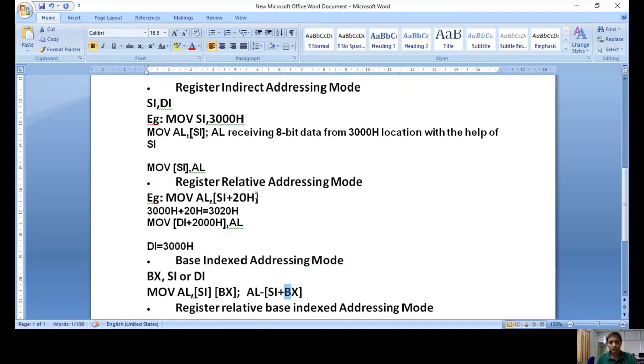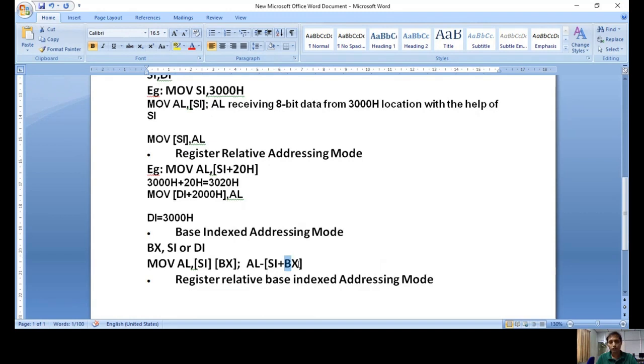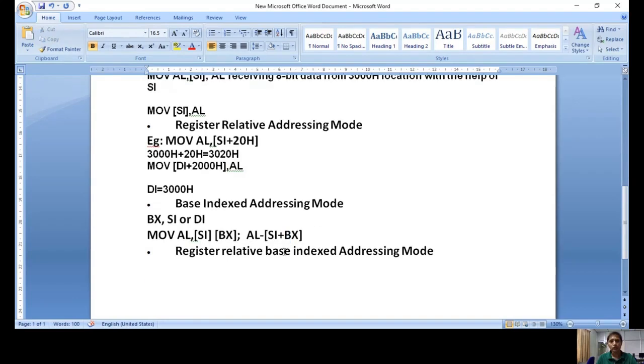It's like the previous register relative mode, but there we were adding an 8-bit or 16-bit relative address directly, whereas here we are adding the BX register. What is present in BX is now added to SI. So BX acts like one address, SI acts like another address, we get the overall address, and from that address AL takes data. Here also, these two indirect registers may be on the source operand side or the destination operand side.